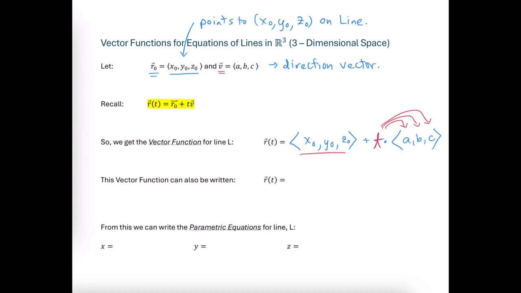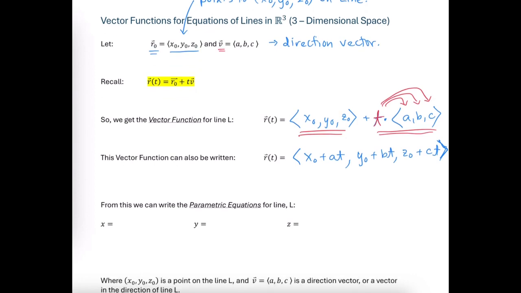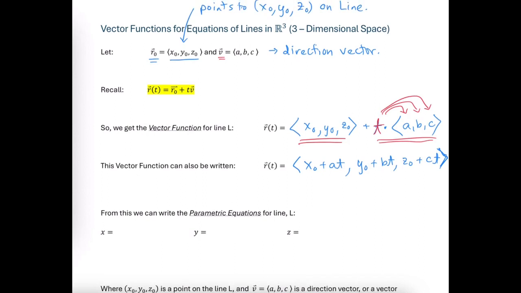And then as well, we add these two vectors together to get another way of expressing this vector function, which is x naught plus a times t, y naught plus b times t, and then z naught plus c times t. This is just taking those two vectors and adding them together. Now, we have a couple other ways that we can write the equation of a line in three-dimensional space. One of them is a vector function, and we can write this vector function like this, or like this. All of those are considered the same vector function of the equation of a line.